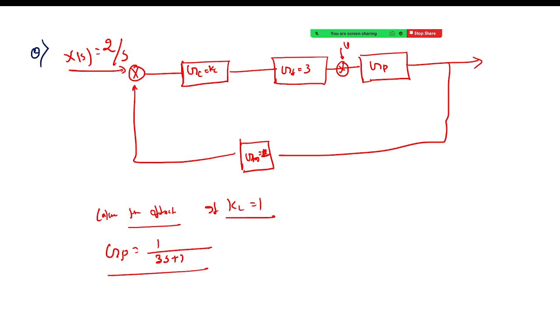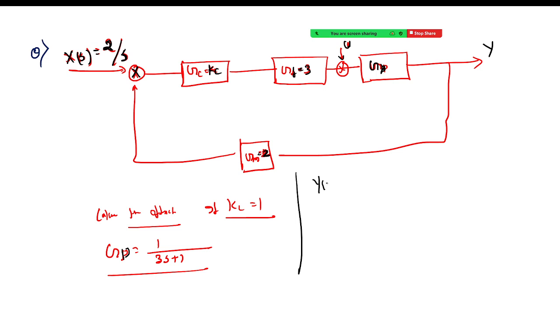Anyone can solve it? It's very simple, no? So see, this one is your Y, sorry, and this one is your X. And I am giving a step input of magnitude 2 units. That's the case, 2 by s, right? And this is the transfer function of the measuring instrument. This is the transfer function of the controller. This is the transfer function of the final control element, that is 3. And this is our process that is being controlled in this particular closed loop system. This is our load.